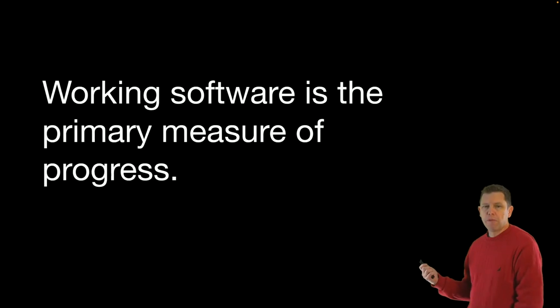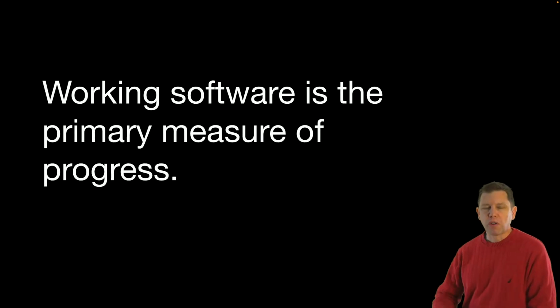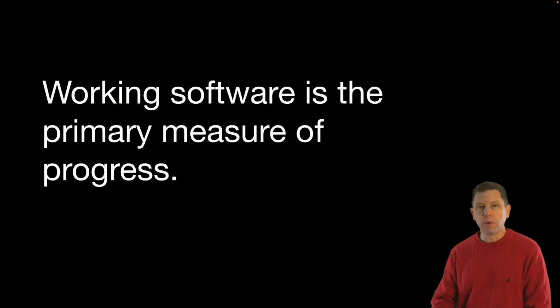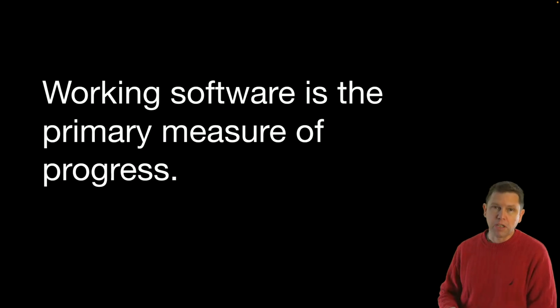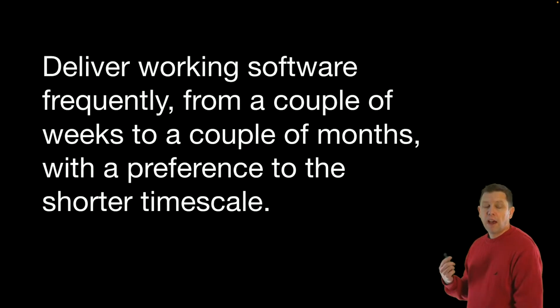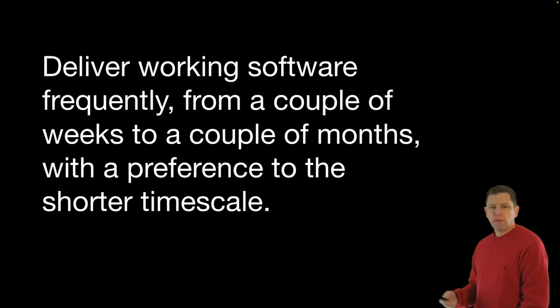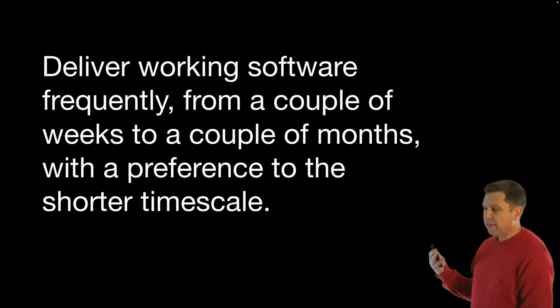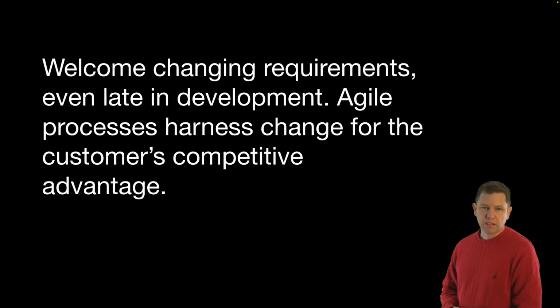Working software is the primary measure of progress. If we want to show progress, we need to be delivering software. That would tend to push us toward delivering more frequently, and the way to do that is to split things up into smaller units that are valuable. Delivering working software frequently from a couple of weeks to a couple of months with a preference toward this shorter time scale, that also suggests that we may want to split things up.